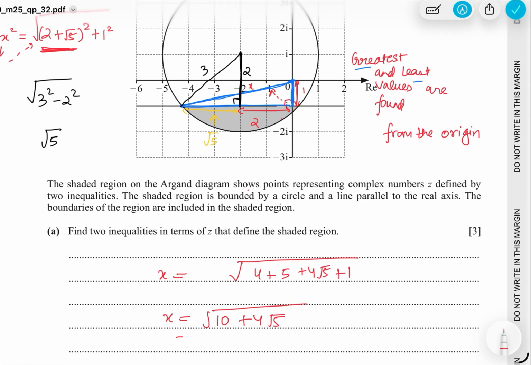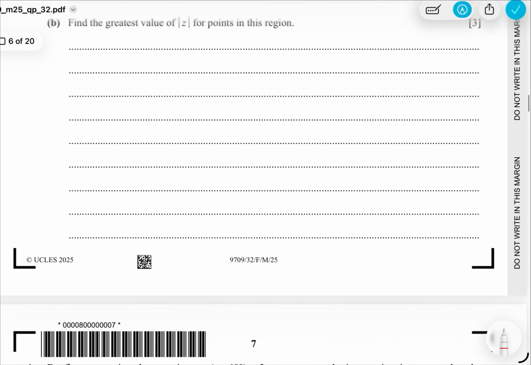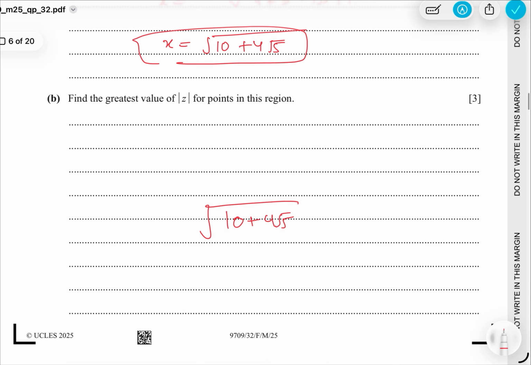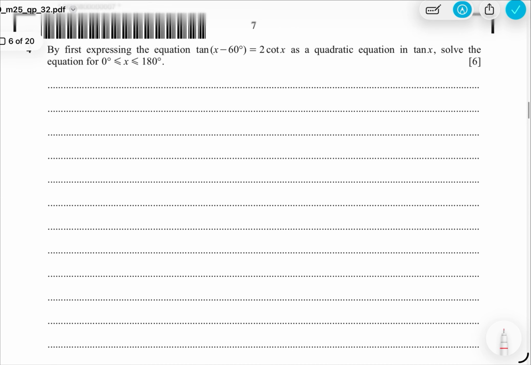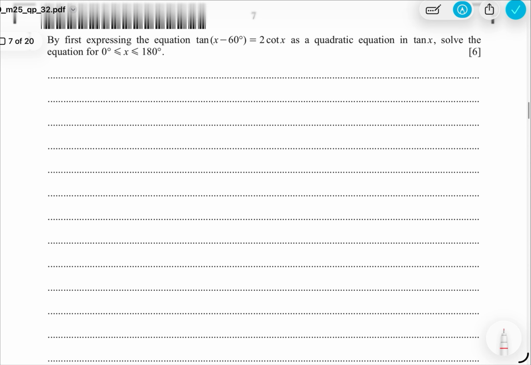Alright, so this is the final answer. This is the maximum value of mod z. Okay, so what is the answer? Square root of 10 plus 4 root 5. You got this one also, learners. If you have doubt in anything, do let me know in the comment section. Okay, there's no need to feel shy. I will answer each and every question.